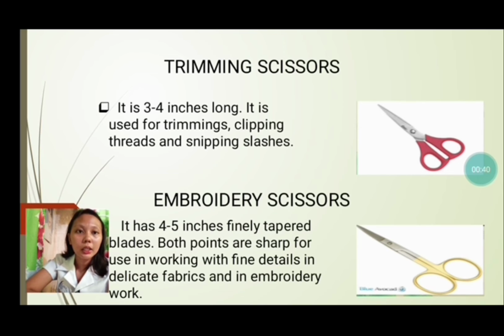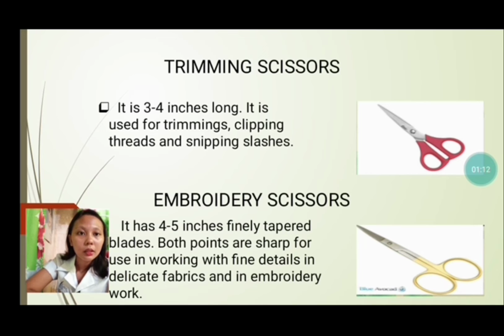So now we are in the cutting scissors. Under cutting scissors, the first one, we have trimming scissors. It is 3 to 4 inches long. It is used for trimmings, clipping threads, and snipping slashes. The image presented is an example of a trimming scissors.